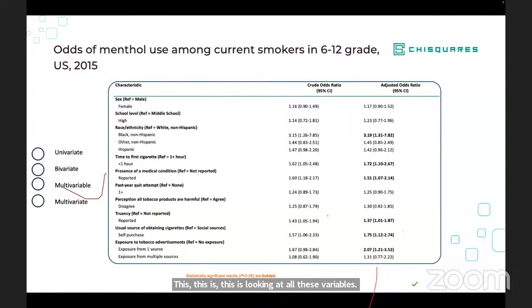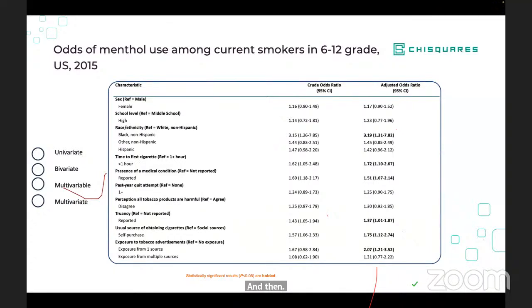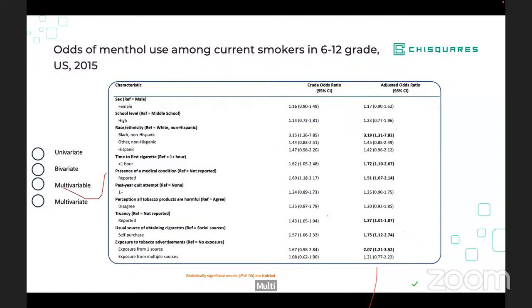Multivariate. Bivariate. And then multivariate. Okay. Bivariate. Multivariable. Why is it multivariable and not multivariate? It is multivariable because the predictor variables are many, but the outcome variable is just one.